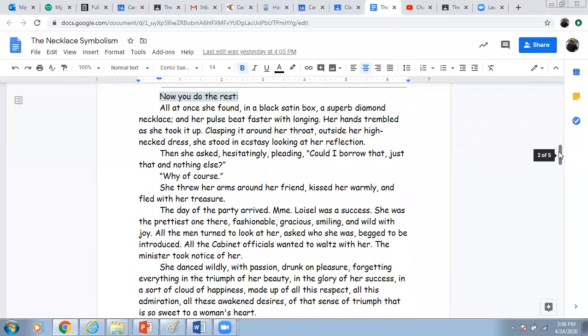For the rest, you'll go and highlight. Again, these are different paragraphs than the previous exercise. So go through and highlight anything to do with the necklace, and then you're going to explain what that symbolism means to her.